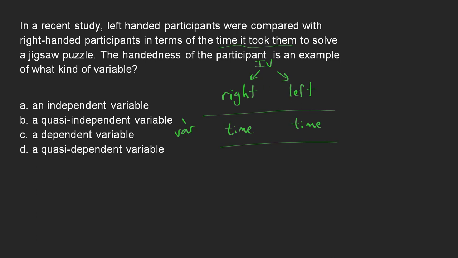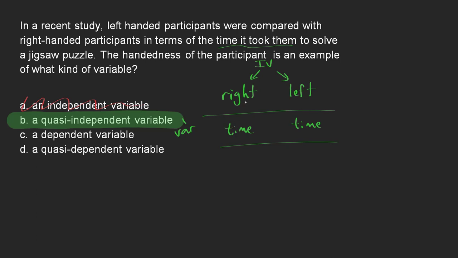But actually, that would be wrong. It's not a true independent variable. Instead, what we've got is a quasi-independent variable. A quasi-independent variable is one where we didn't actually do any manipulation. So for example, we don't make people right-handed or left-handed. People naturally are right or left-handed. The groups are already pre-existing groups.